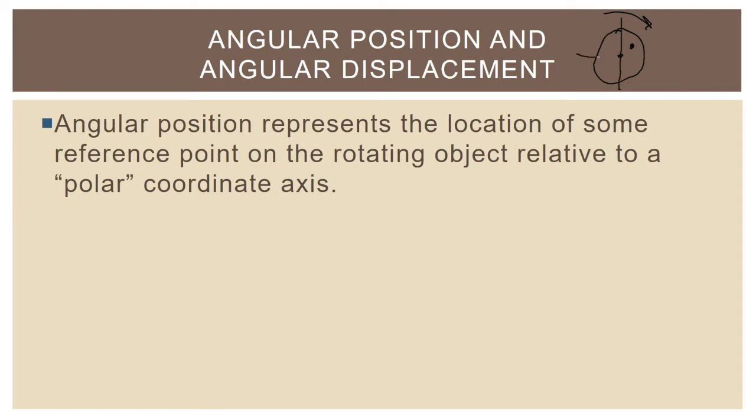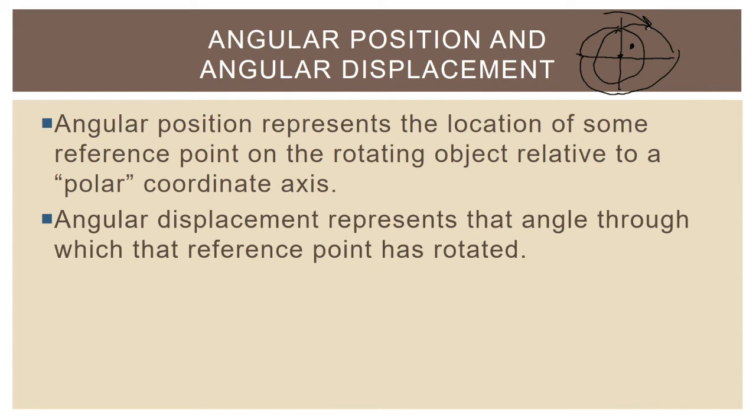Essentially what we do is we set up a grid and we label various angles along that grid. Obviously that is an awful picture. I'm going to show you a better looking picture here in a second, but that's the idea. Angular displacement then, in a very logical way, if you know what the word displacement means in the linear context, angular displacement represents the angle through which that reference point has rotated. That's it.